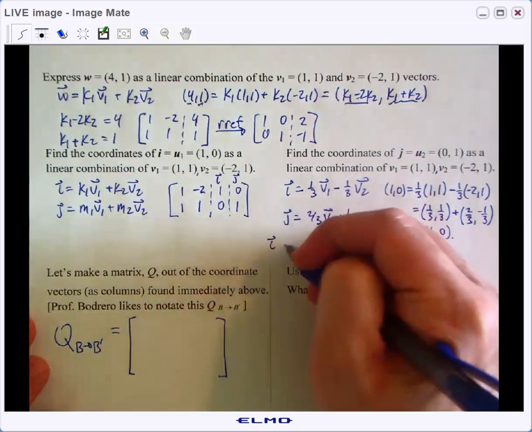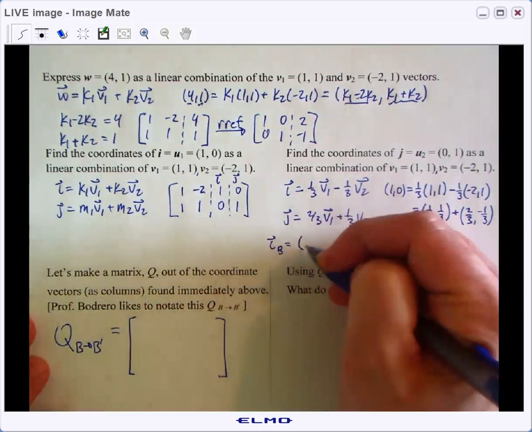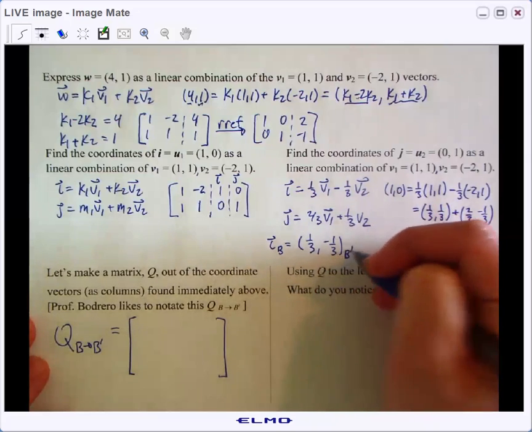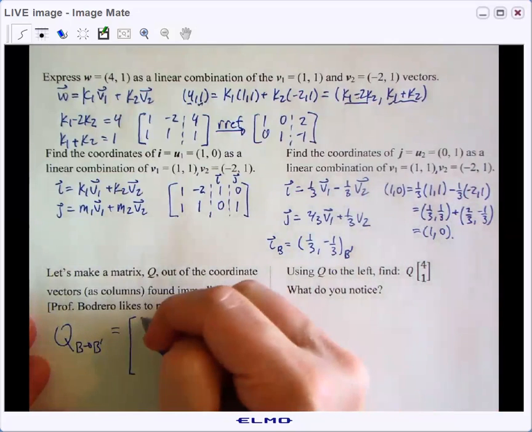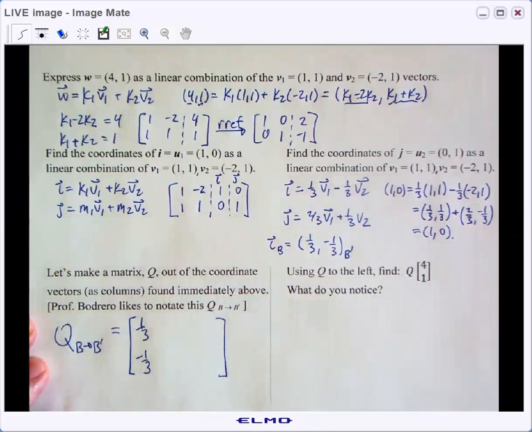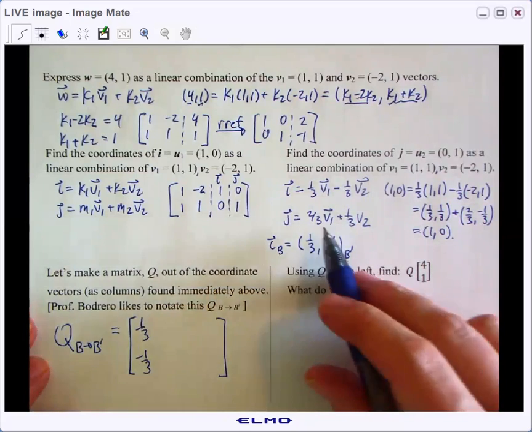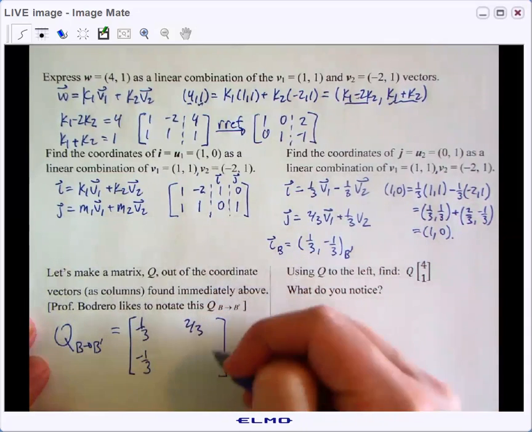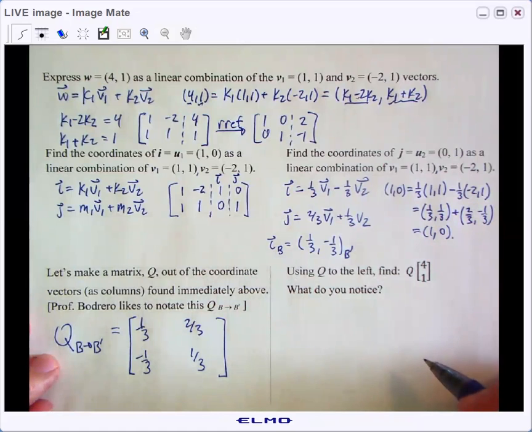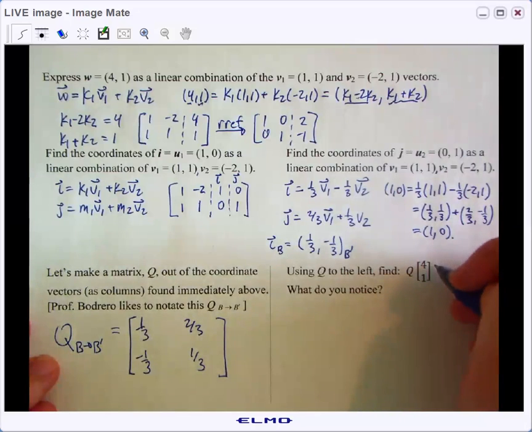So the I vector with respect to the B basis is 1/3 and -1/3 with respect to the B prime basis. So we're going to put that into a matrix here as columns. Okay. And the J vector was 2/3 and 1/3. Okay. And I'm going to put this into my calculator. I'm going to call him B in my calculator because I already called matrix A from up here.